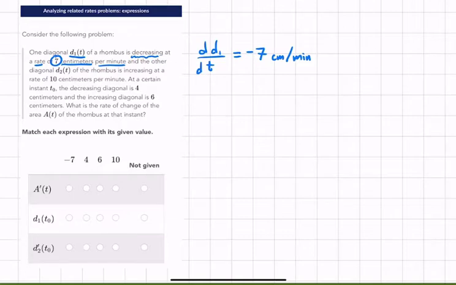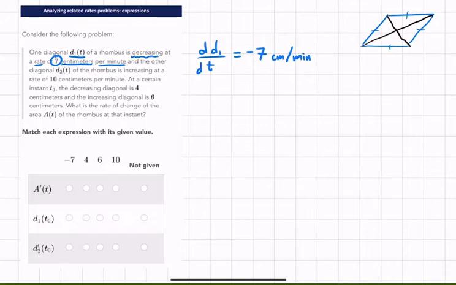Next, it says, and the other diagonal, you guys know what a rhombus is, right? This is a rhombus right here. Now, all the sides are supposed to be equal, so just pretend with me that my drawing is perfect. Okay, so we have one diagonal right here and one diagonal right here. Understanding the context of the problem, these diagonals, one is getting bigger, one is getting smaller.